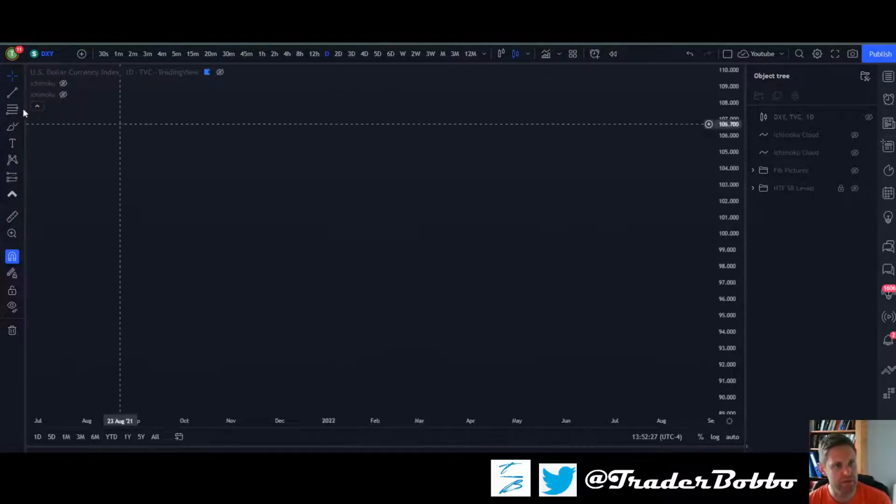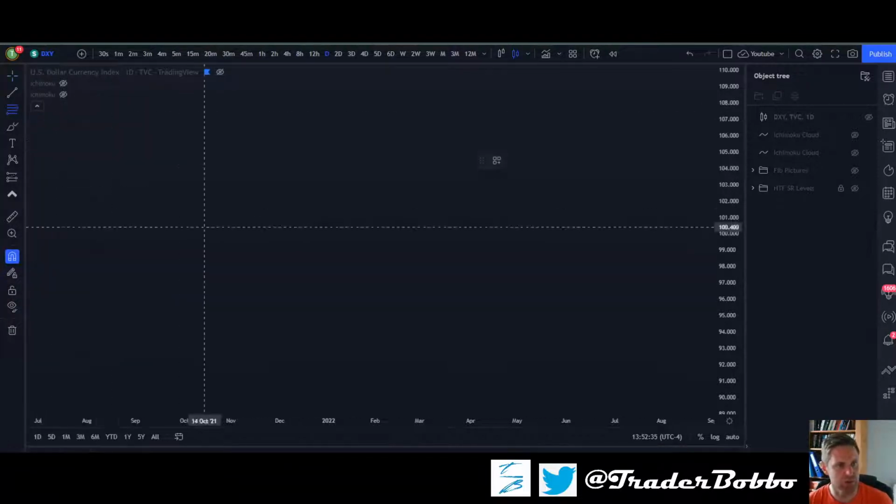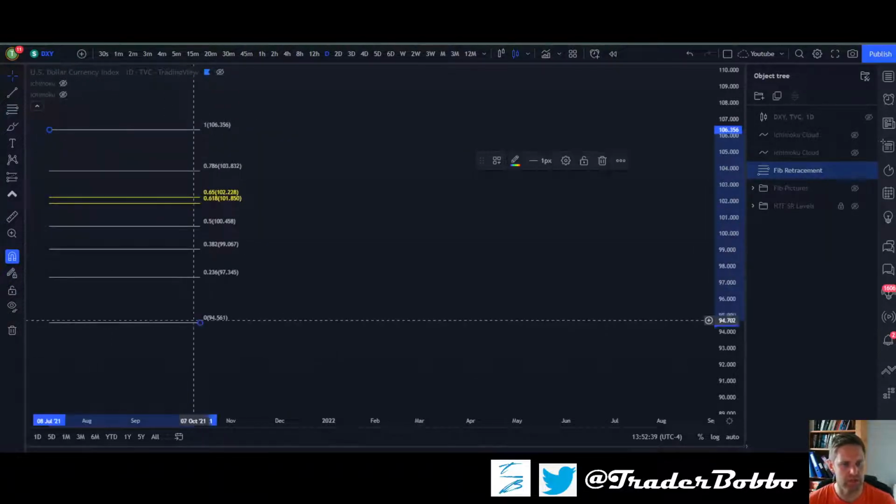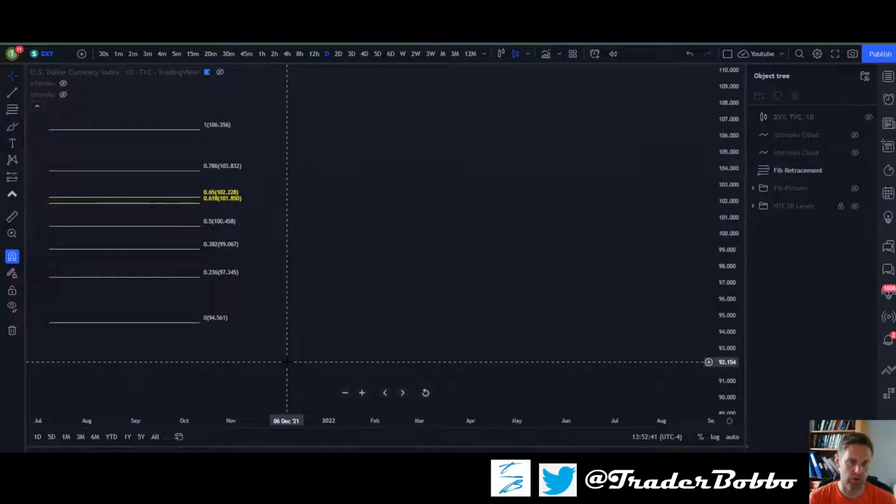So if you have never seen the Fib retracement tool, it's in the left panel here. It's got the lines and two dots, round circles, whatever you want to call them, and you pull it from up to down or down to up, high to low or low to high.